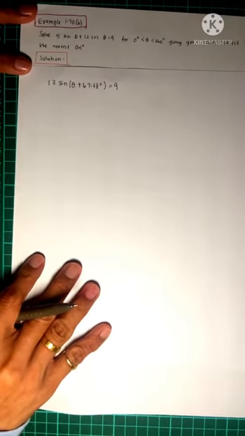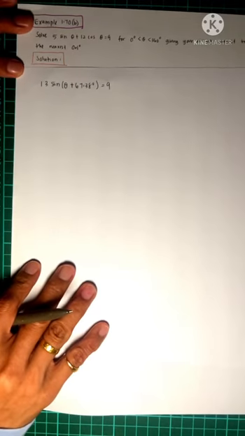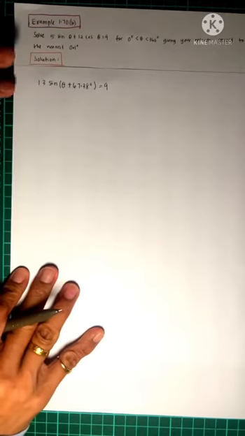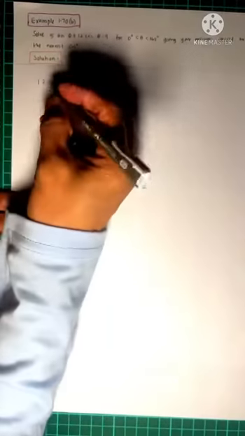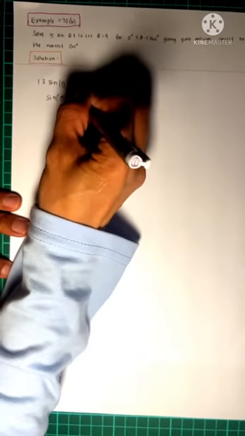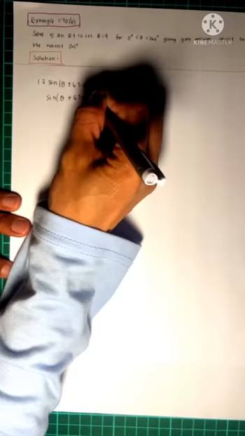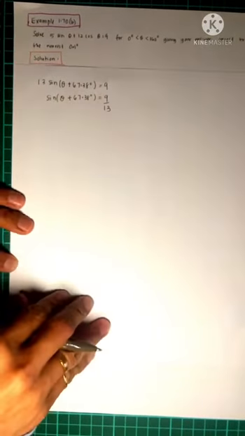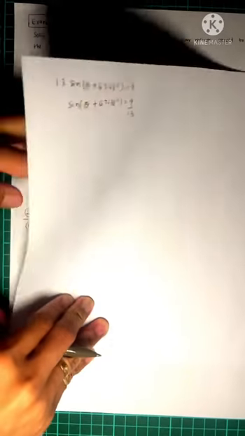So, by using this solution, this equation, we will get sine theta plus 67.38 degrees is equal to 9 over 13. Okay.